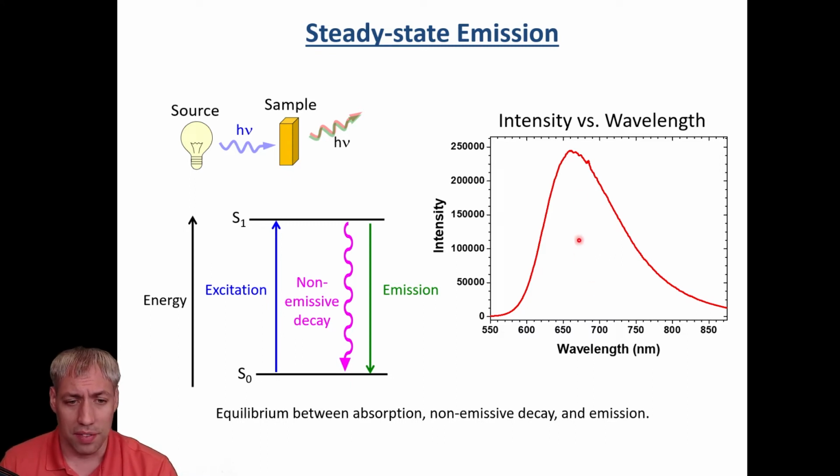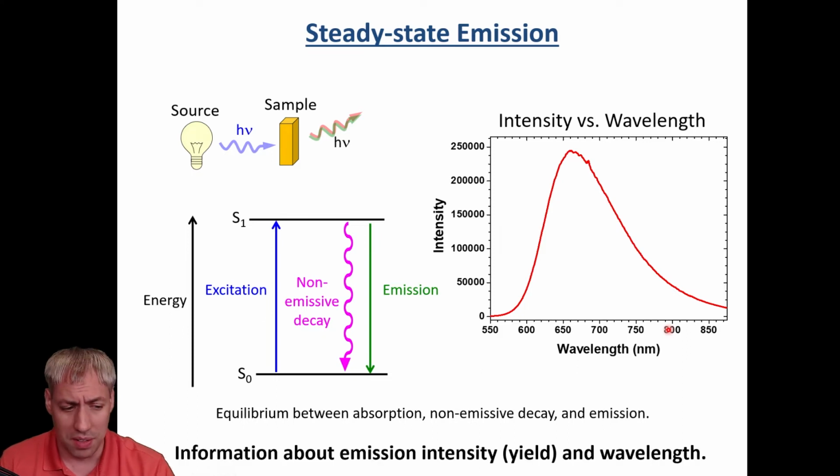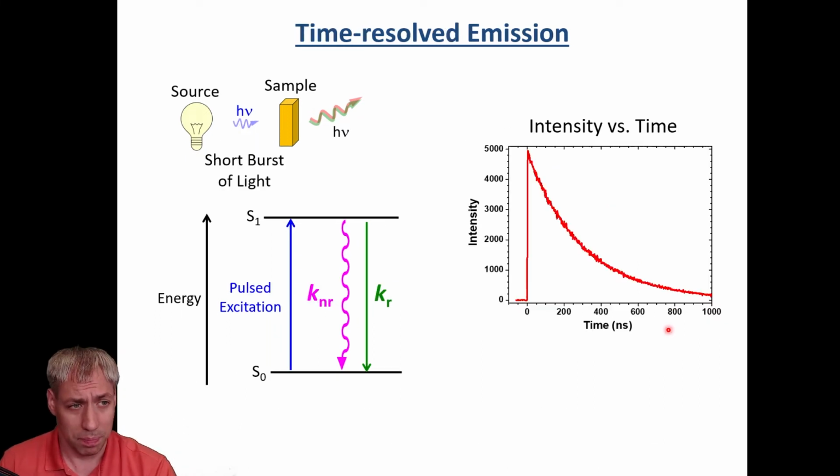And so you get a graph that looks something like this. You have the wavelength or energy versus the intensity of the signal, and you get a curve that looks like that. And so again, it's an equilibrium. This gives you insights into the emission intensity, which if you know the photons going in, you can get the quantum yield of emission, and also the wavelength or the energy of that emission.